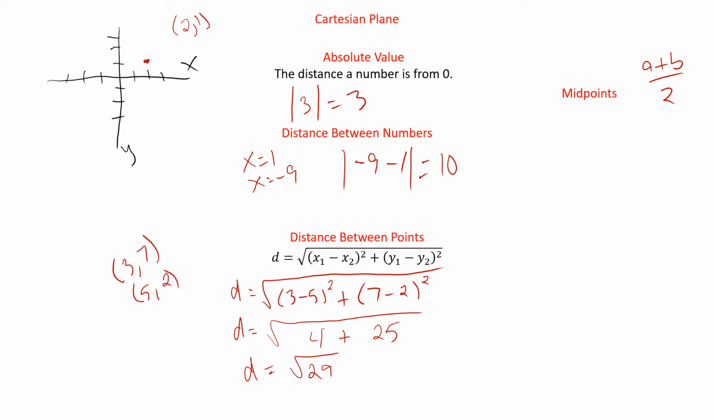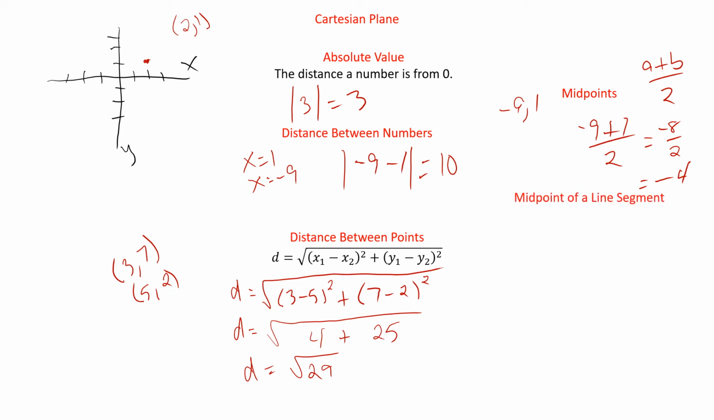So the midpoint between negative 9 and 1, we go negative 9 plus 1 over 2. Negative 9 plus 1 is negative 8 over 2, which is negative 4. Negative 4 is exactly in between negative 9 and 1. It's 5 away from 1, and it's 5 away from negative 9. So that's the midpoint between two numbers.